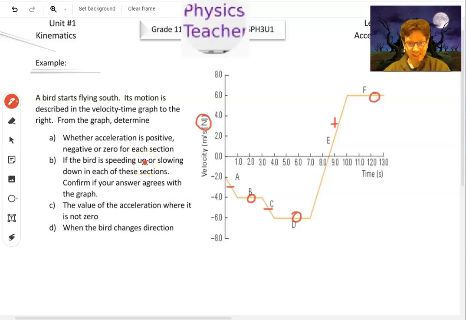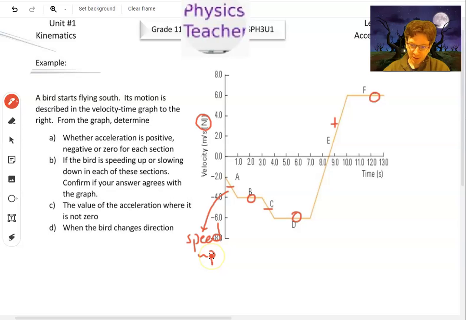Now in part B, it asks if the bird is speeding up or slowing down in each section. So section A, we have a negative acceleration, and also the value of our velocity is between -2 and -4. So the value of our velocity is negative. So we have both a negative acceleration and a negative velocity. That means they're in the same direction. So right here at A, we're going to speed up.